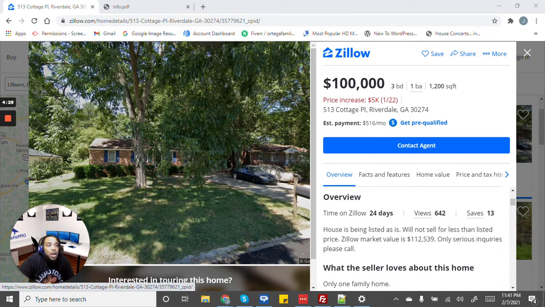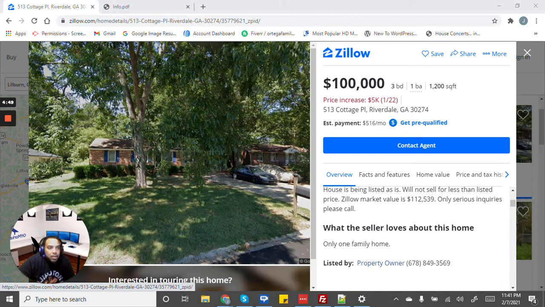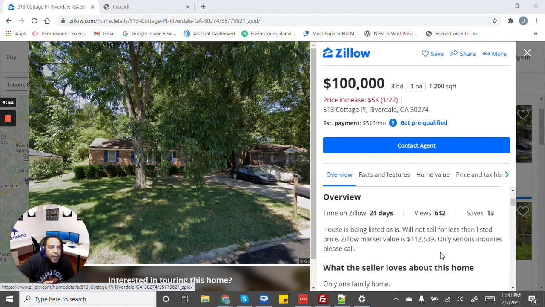Now, it says will not sell for less than listed price. Yes, that doesn't sound like they're motivated, but trust me, I can't tell you how many times I have seen that, and I call them, and they are motivated. You actually will not know how motivated they are until you call them. But there are some things you can look at to gauge motivation.